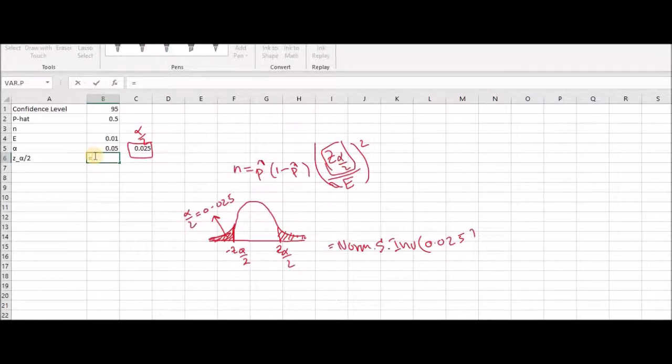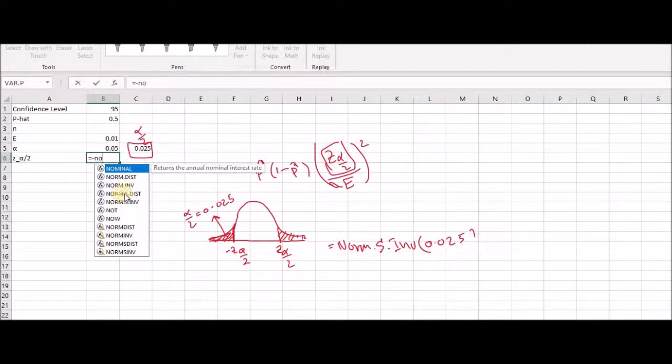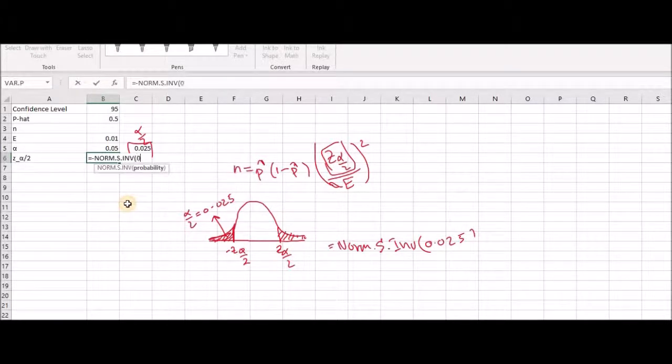That is equal to, I'm going to put the negative right away, because I know I will get a negative number and I don't want the negative z sub alpha divided by 2. I want the positive one. So I will put the negative right away and the norm dot s dot inverse of 0.025. And that is the critical value. Now I'm going to compute the sample size right here. That's what I'm looking for.